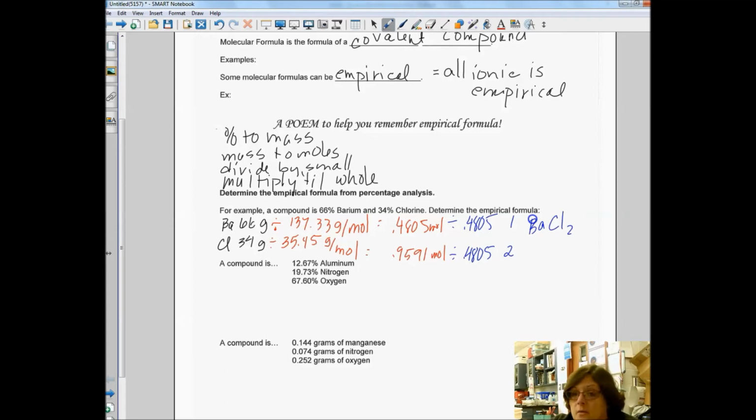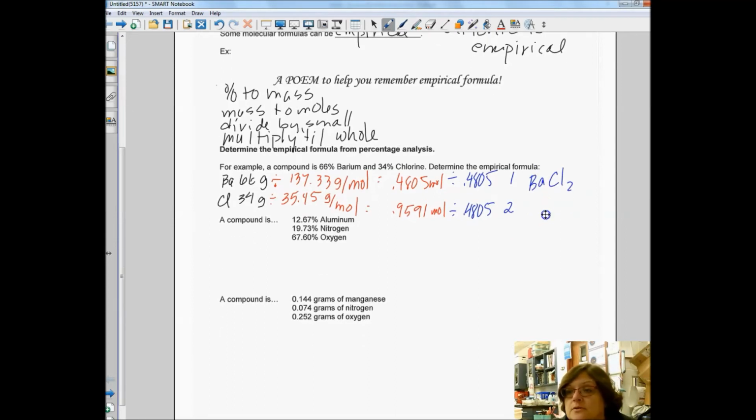And that's an ionic compound, so that makes sense. Barium has a +2 charge, chlorine each has a -1. You've done that. All right. So if I go back and I put the colors in, I did mass to moles in red. I divided by small, in blue. And we didn't do multiply till whole because we didn't need to. We got whole numbers. All right.